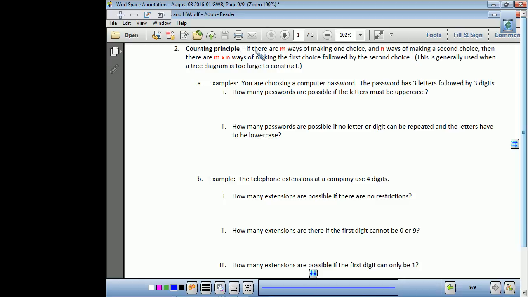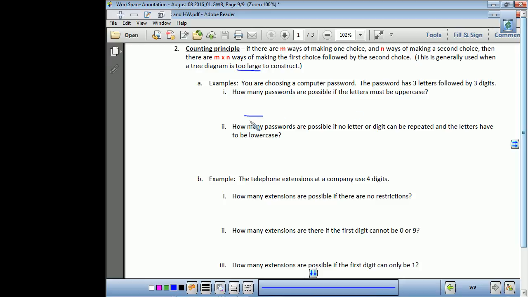So the counting principle says if there are m ways to make one choice and n ways to make a second choice, then there are m times n ways of making the first followed by the second. This is generally used when a tree diagram is too large to construct. In our first example, you get to choose a computer password. The password has 3 letters followed by 3 digits, but they give us some restrictions here. Question 1 says, how many passwords are possible if the letters must be uppercase?